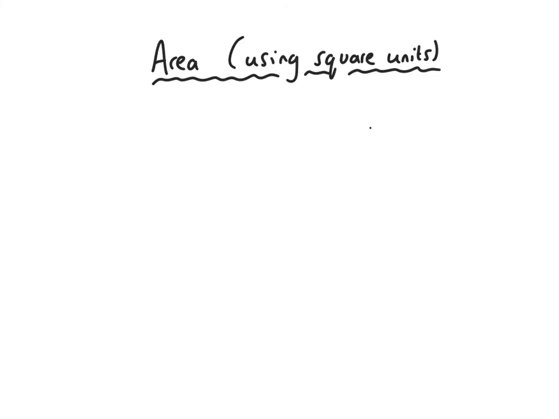Good morning, everybody. Yesterday in maths we looked at perimeter, which is the distance around the outside of a shape. Today we're going to look at area, which is the amount of space inside a shape.